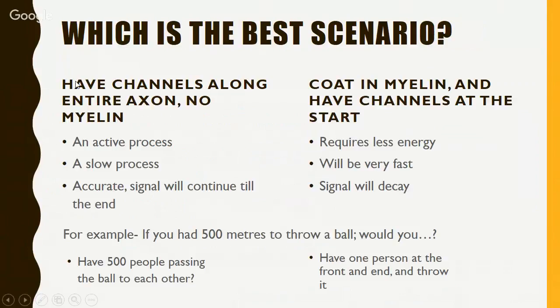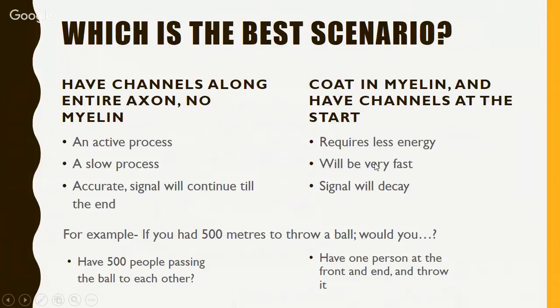There are two options. One is that you have channels along the entire axon and no myelin. Along the whole axon you have a bunch of sodium gates, and the action potential can occur. The other option is that you coat the whole cell in myelin, with a channel at the start and a channel at the end, and you hope the signal reaches all the way to the end. Both have issues. The first is an active process and it's very slow, because it has to go from channel to channel to channel. But it is accurate. The signal will always reach the end. That's an advantage.